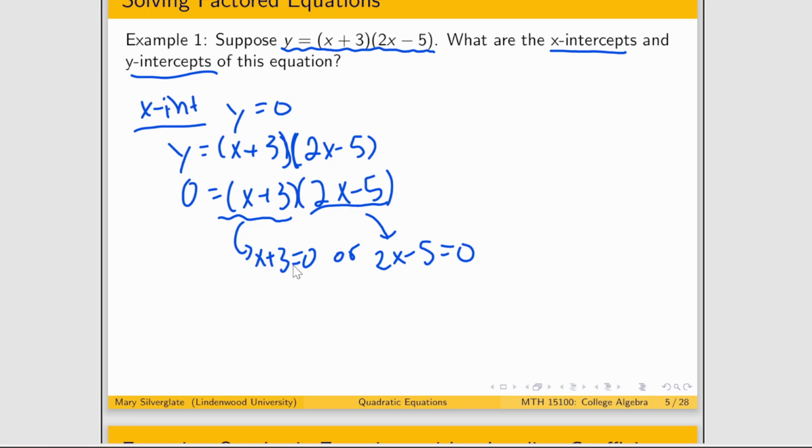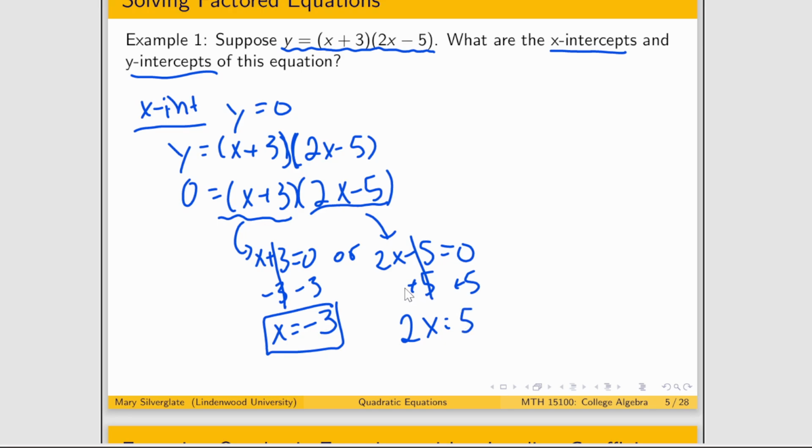So if x plus 3 is equal to 0, the only thing I have to undo is adding 3 by subtracting 3. 3 minus 3 makes 0, so x is equal to 0 minus 3, which is negative 3. For the other one, we do the same thing. First we undo any addition or subtraction. The way I undo subtracting 5 is adding 5 to both sides. So 2x is equal to 5. Then I want to undo multiplying by 2, so I divide by 2 on both sides. So x is equal to 5 halves.